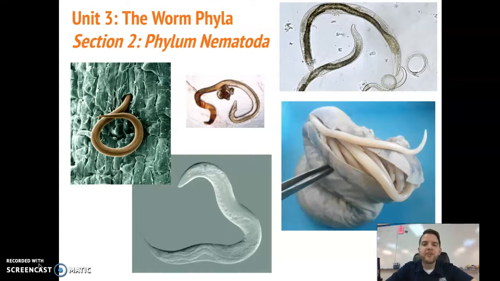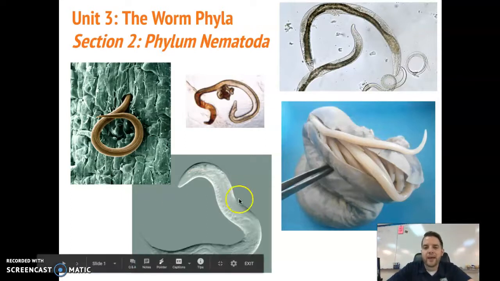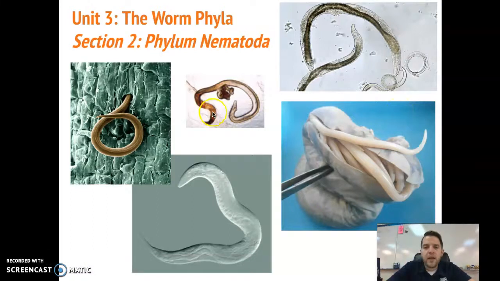So section 2 of this worm unit is on phylum Nematoda. So N-E-M-A, Nema, and then Toda. And we call them nematodes sometimes. You'll notice that's a lot, phylum Mollusca or mollusks, Echinodermata or echinoderms, Cnidaria, Cnidarians. So we kind of just convert it into an adjective, essentially. So these are the roundworms. And they're roundworms because they're round. And they all kind of share a very similar body shape. So let's start getting into that a little bit.